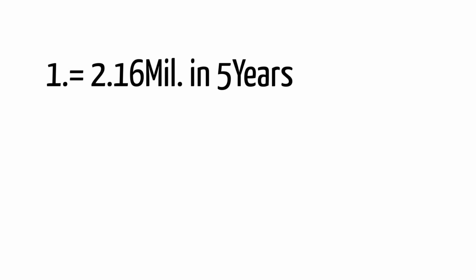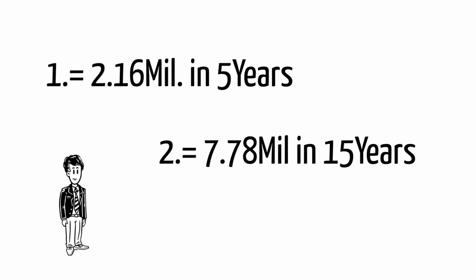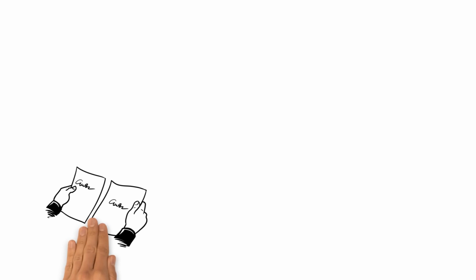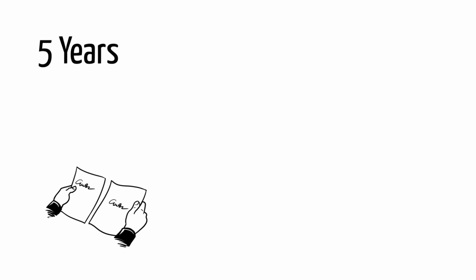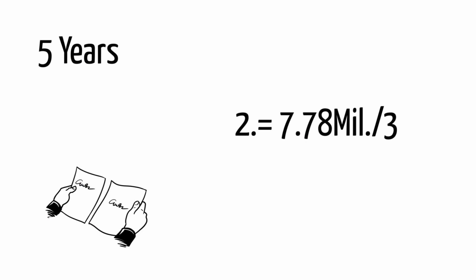With the first investment, we earn $2.16 million in 5 years. With the second investment, Tom gets $7.78 million, but in 15 years. However, in order to compare the two investments, we need the same period. Therefore, we divide the result of the second investment by 3 to see the performance of the investment in 5 years.